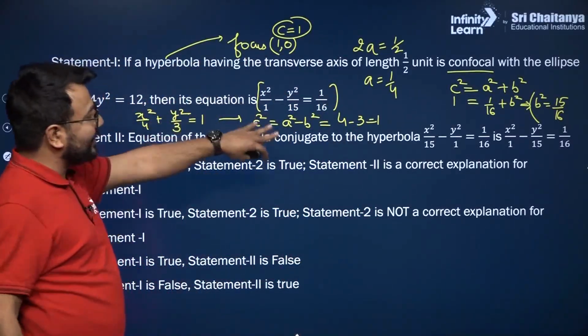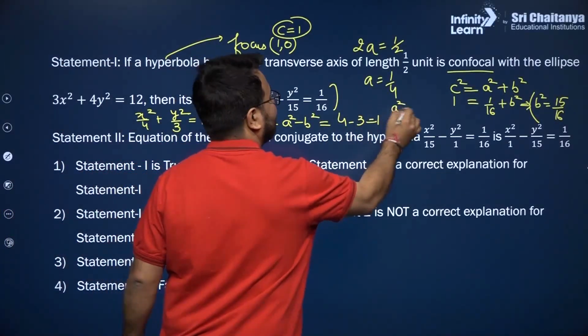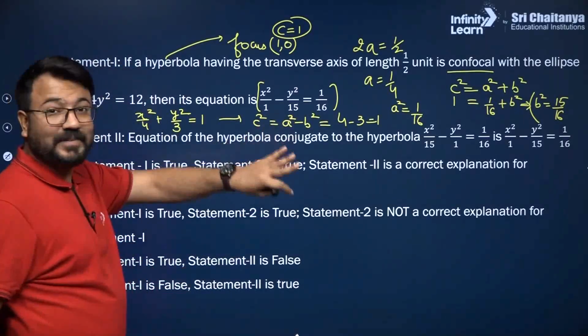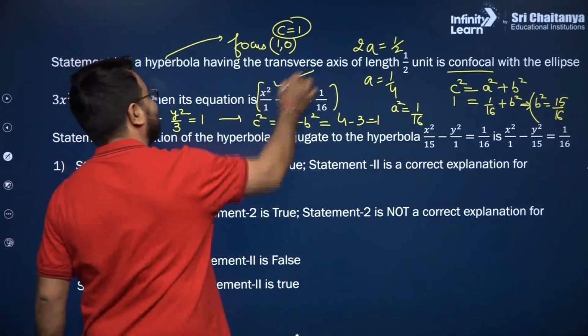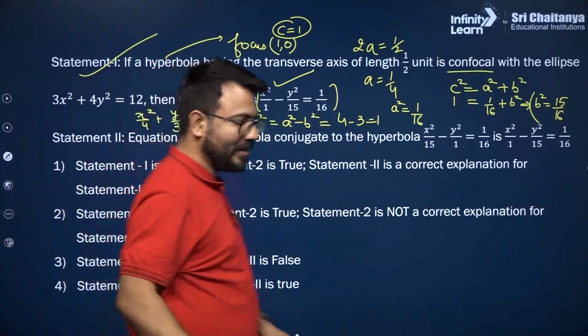So basically I have a square with me as 1/16, and I have b square with me. Then on substituting this a square and b square, I will be able to get the equation of the hyperbola. That means statement 1 is entirely true. There is no confusion in statement 1, okay?